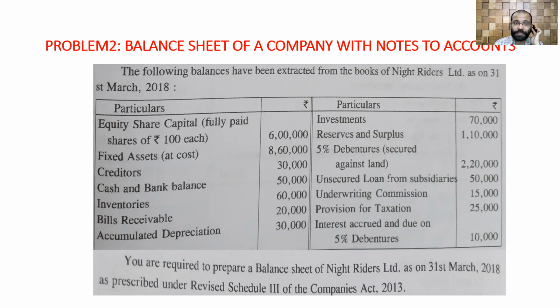Creditors 30,000, then cash in bank balance 50,000, inventory 60,000, bills receivable 20,000, accumulated depreciation 30,000, investment 70,000, reserves and surplus 1,10,000, 5% debentures that is secured against land 2,20,000, unsecured loan from the subsidiaries 50,000, underwriting commission 15,000. Then we have provision for taxation 25,000, interest accrued and due on 5% debentures 10,000.